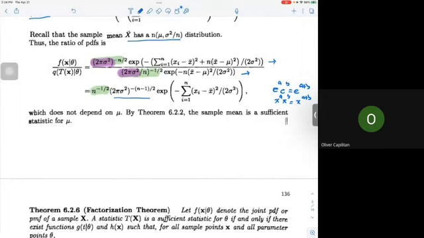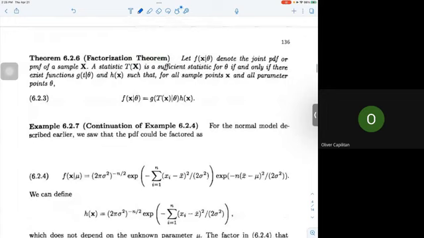Now we're going to proceed to theorem 6.2.6. We have the factorization theorem. So we're going to use this theorem now to determine the sufficient statistic. We no longer need to guess, given a random sample, what our sufficient statistic is. Using this factorization theorem, it will give us the sufficient statistic. Okay?